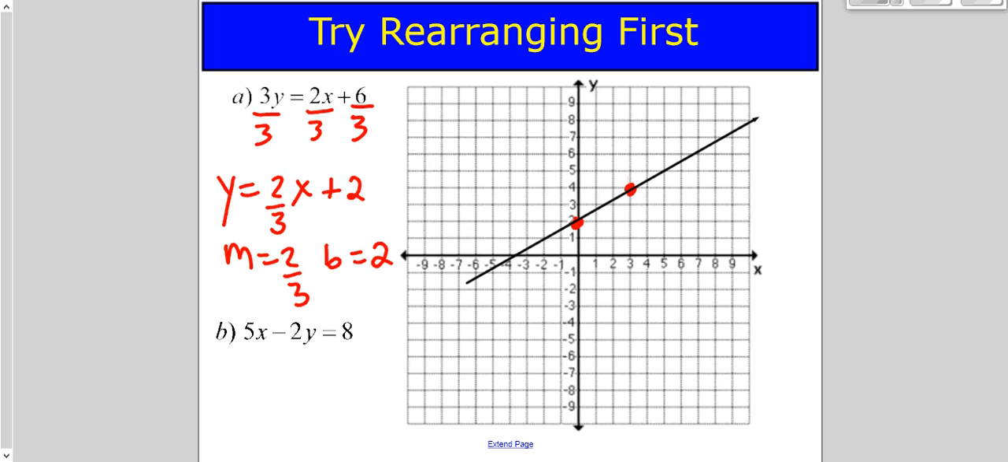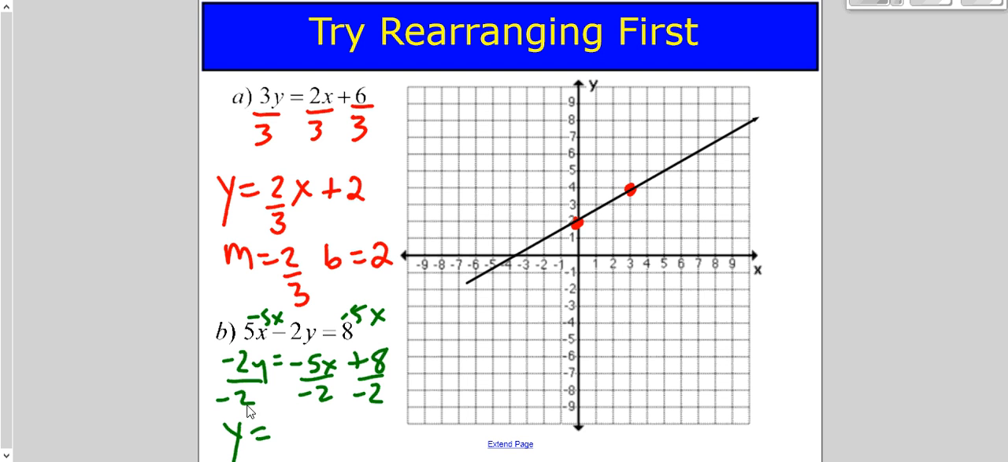Let's try that again. Okay. All right, so let's move this 5x over to the other side. So -2y can stay here. And I'm going to subtract the 5x and subtract 5x. So that gives me -5x plus 8 now on my right-hand side. And divide by -2. And everything's going to be divided by a -2.